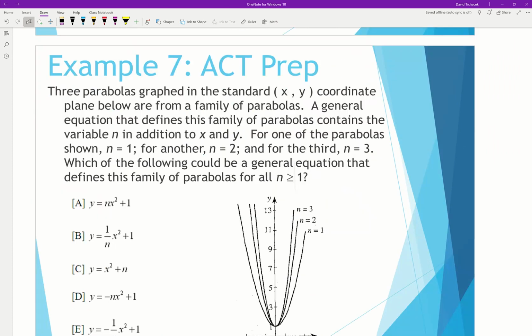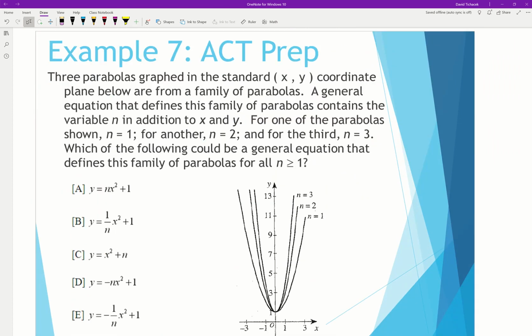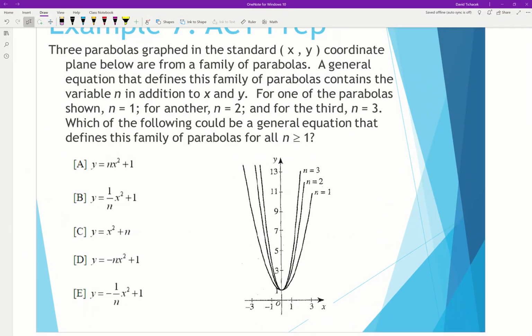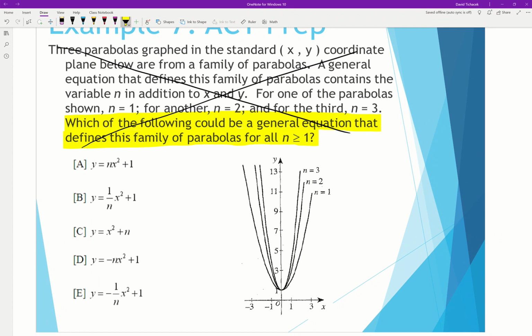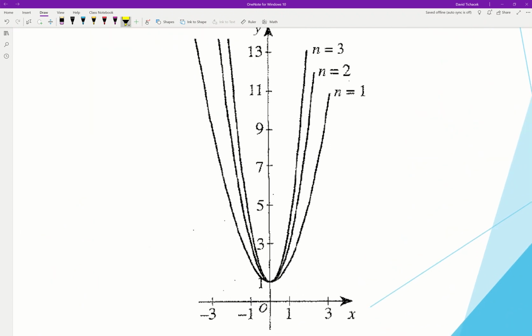Okay? As a little bit of an ACT prep question, it's really interesting here that we need to look at the parabolas that are graphed and take a look at the information that's provided here. Now, one of the things about the ACT is that in words, they will explain everything to you that is information that you could just find in the graph later on. But it is useful to actually read the question here. So which of the following would be the general equation that defines this family of parabolas for all of the n's that are greater than or equal to 1? So, in other words, what is actually going on here?